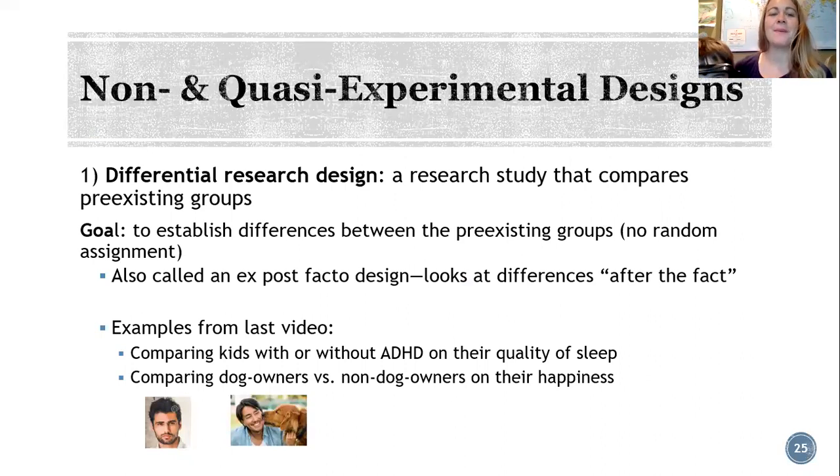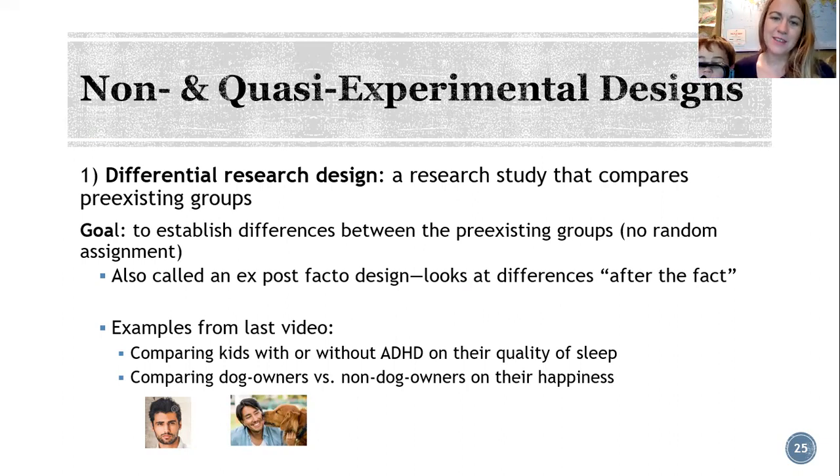So let's get started now with differential research designs. This is a research study that compares pre-existing groups. The goal of this is to establish whether there's a difference between those pre-existing groups. Now, we haven't created the groups ourselves. There's no random assignment. So this kind of design is also called an ex post facto design. We're looking at differences after the fact.